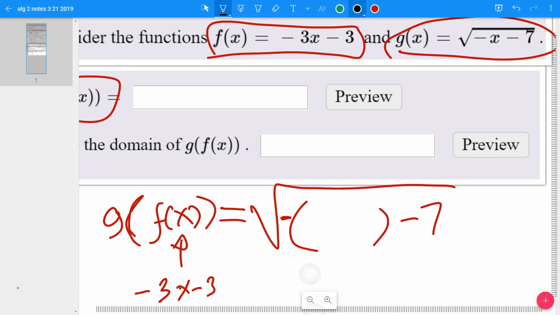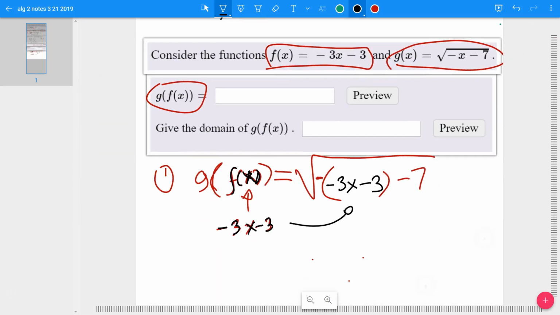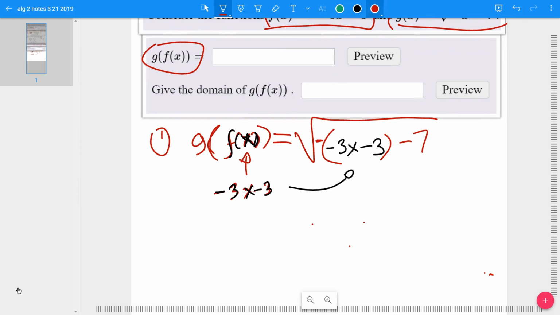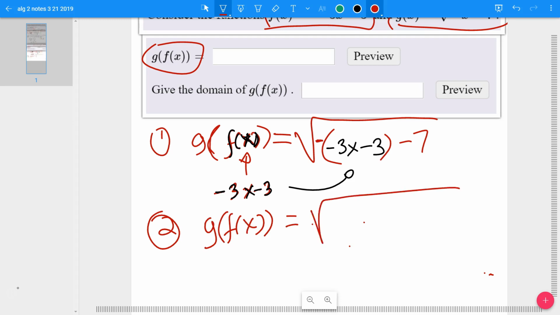So I'm going to do it again. This is my f of x. This is negative 3x minus 3. That's what goes in the space. So negative 3x minus 3. Once that is in place, then you proceed as follows. You're going to have g of f of x. Then you got to work out the expression under the root symbol.